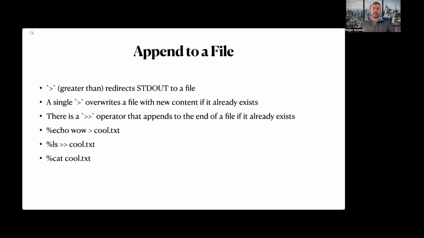There is a double greater than operator, which is 2 greater than symbols, that appends to the end of a file if it already exists. So if you're going to continuously add things to the file, that's the one to use, such as echo wow greater than cool.txt. That would create the file if it doesn't exist with the content wow. And then you can put whatever you want utilizing this.